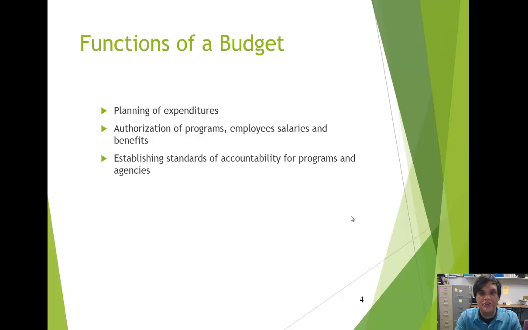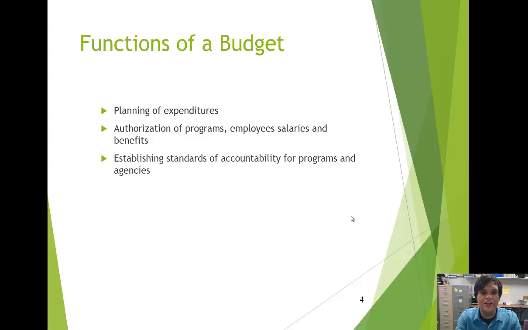A budget also deals with authorization of programs, employee salaries, and benefits to the public at large. That's all contained within the budget. What programs are going to get money, how much are we going to pay our employees, our bureaucrats, and our regular teachers and public service employees and things like that, employee salaries, and then also benefits, health benefits, health care costs, and things like that.